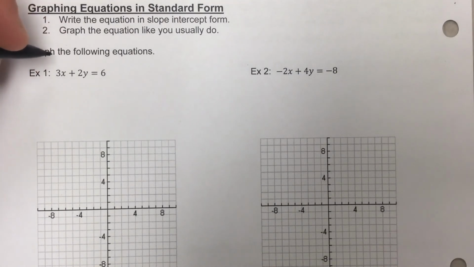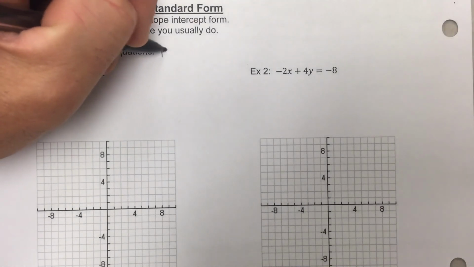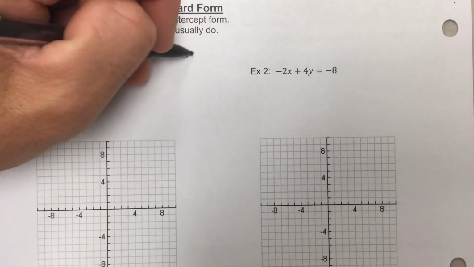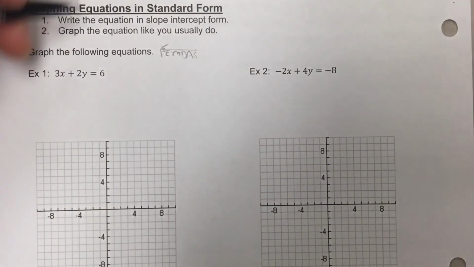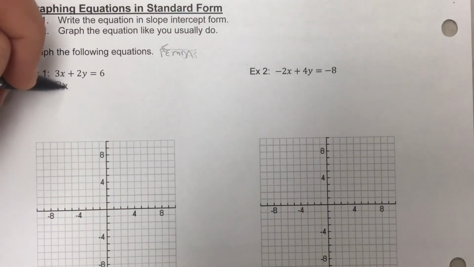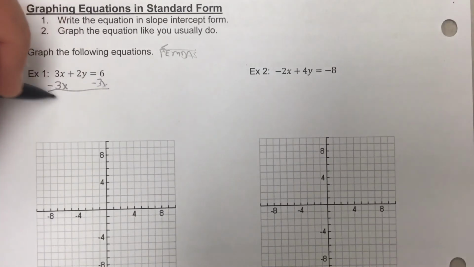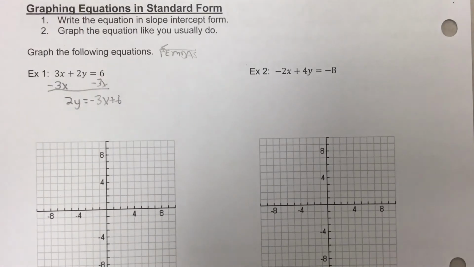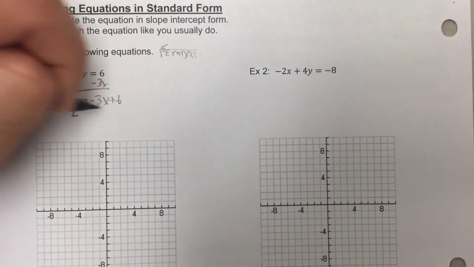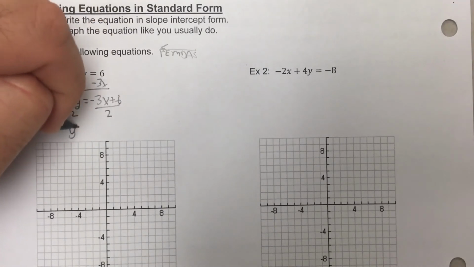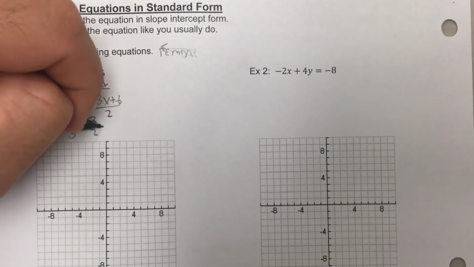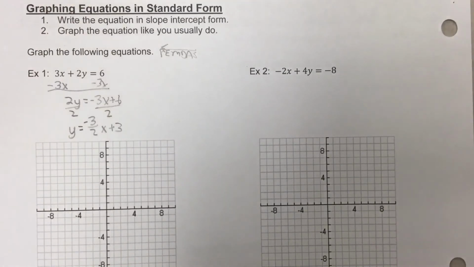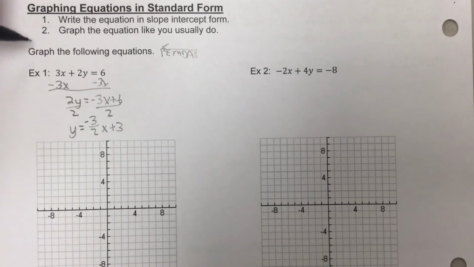So I'm going to get the y by itself. Again, we do that with PEMDAS backwards. So I undo addition, subtraction. So I subtract 3x. And then I divide by 2. So I'd end up with y equals negative 3/2 x plus 3. And from there, I'm going to graph it like I normally do.